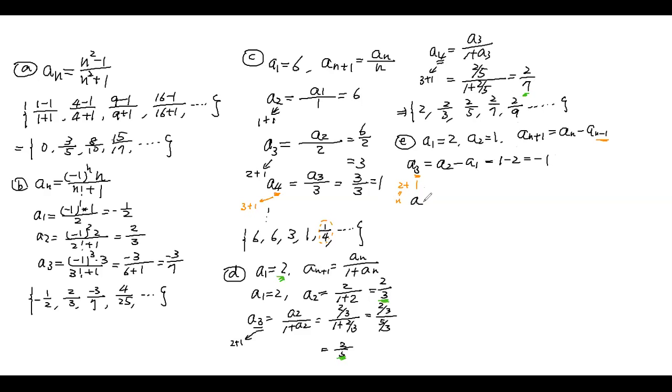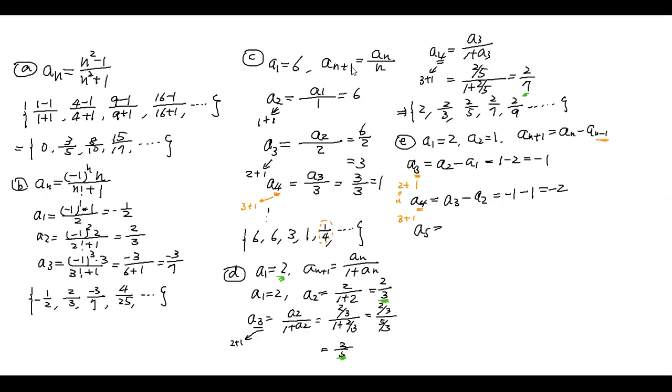Okay, let's try one more, A4. A4 is what here? This is 3 plus 1, right? So n is equal to 3. So I will have A3 minus A(n-1), which is 3 minus 1, so minus A2. Now A3, I just got it. This is negative 1. And what is my A2 here? It's 1, so minus 1. So what do I have here? Negative 2, right?